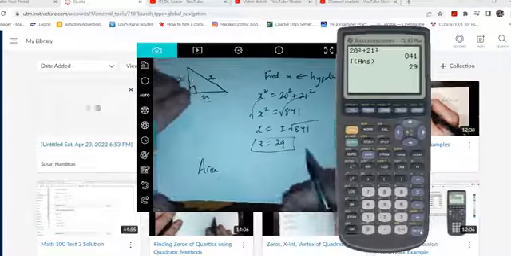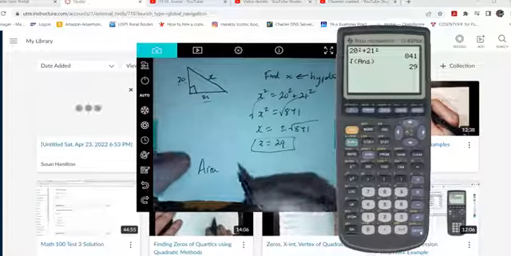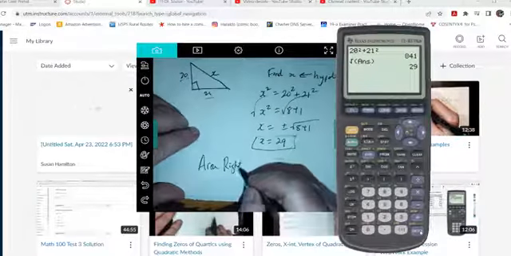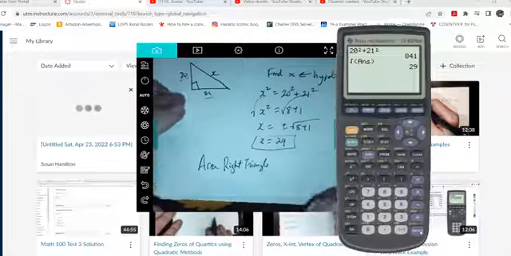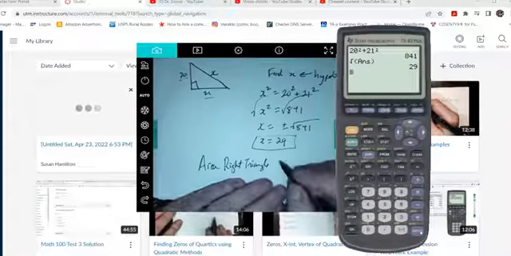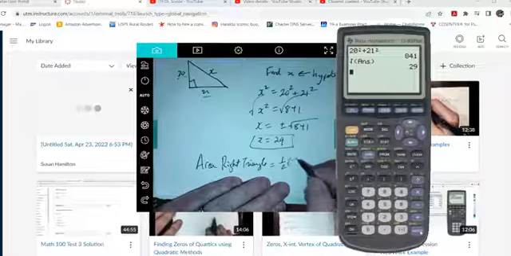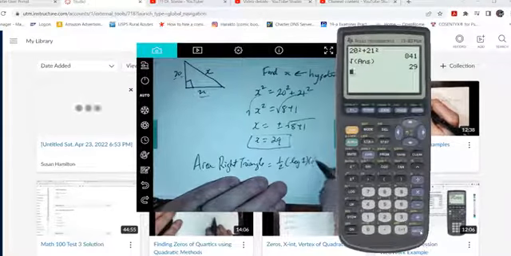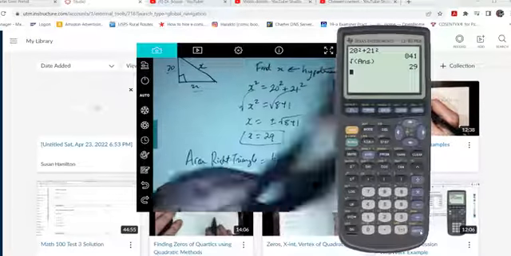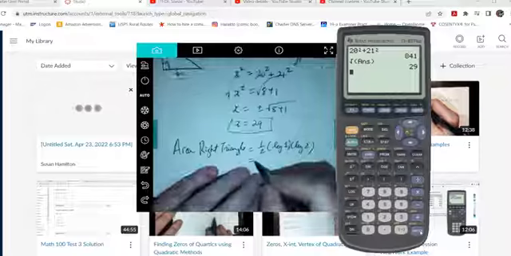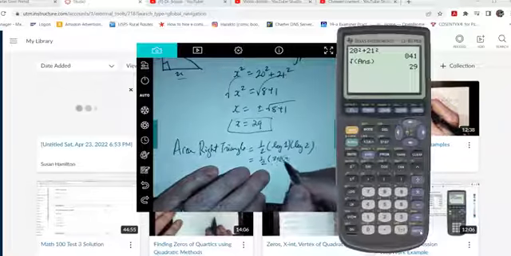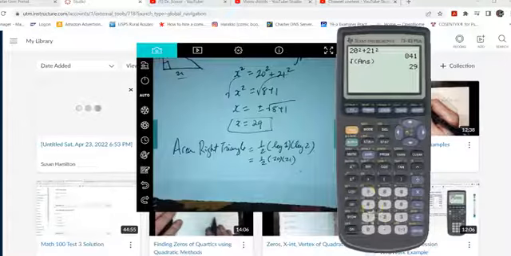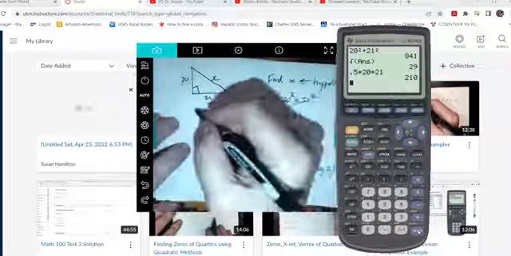The area of any triangle is 1/2 base times height. The area of a right triangle is going to be 1/2 times each of the legs, so not the hypotenuse, each of the legs. Okay, so this would be 1/2 times 20 times 21. So 0.5 times 20 times 21.